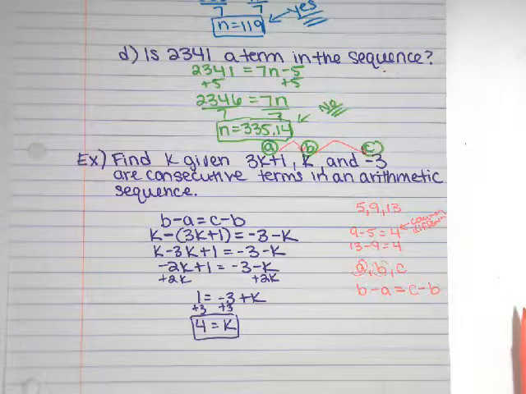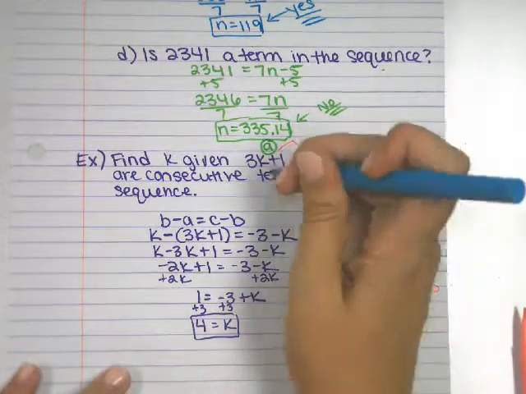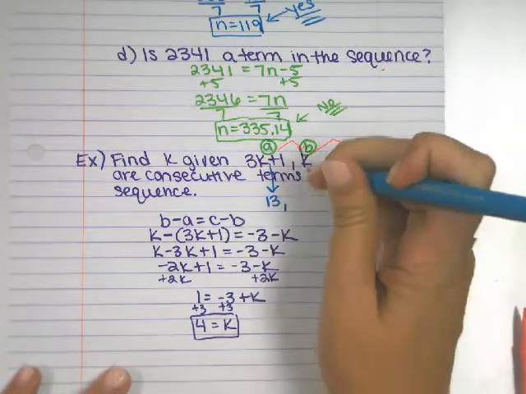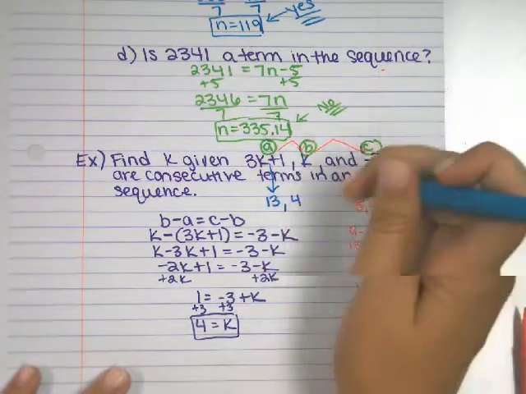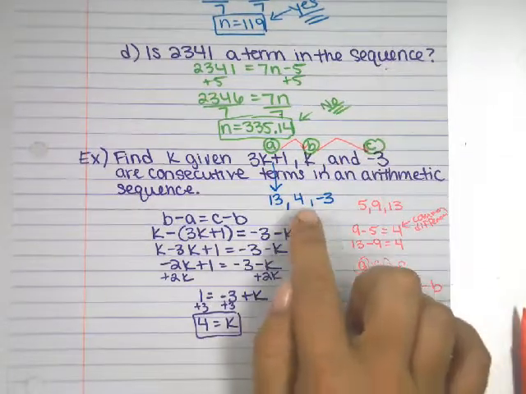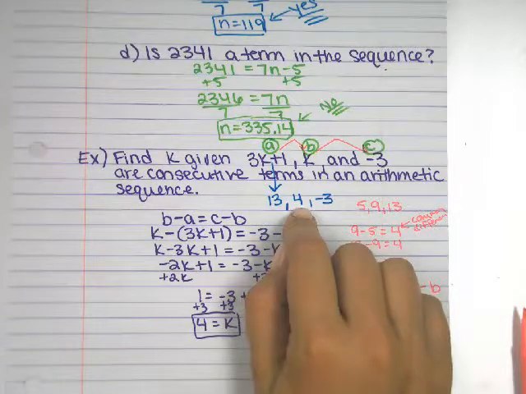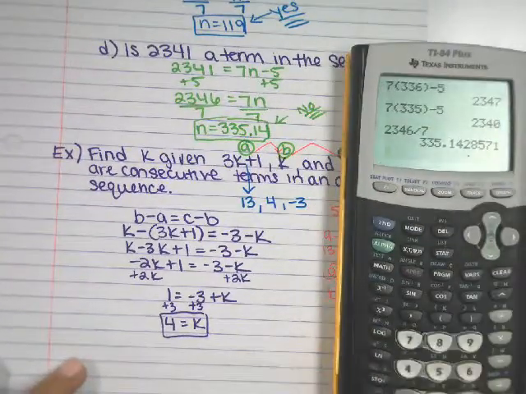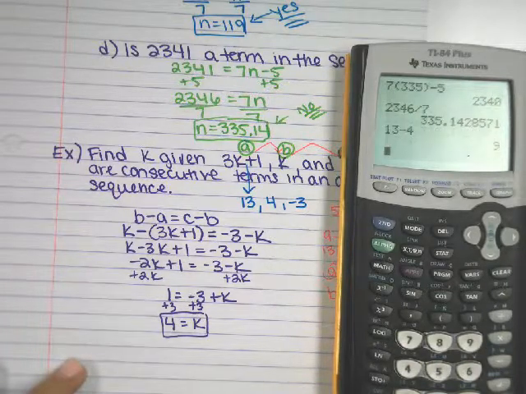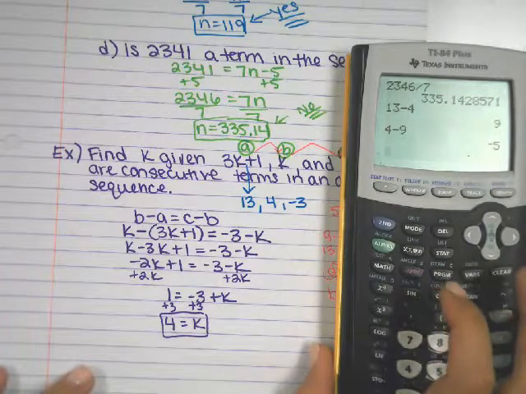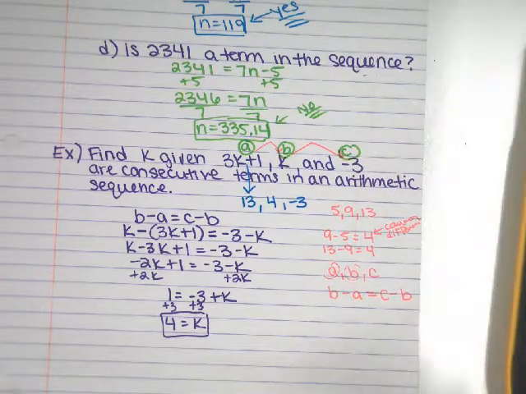So how could we double check to make sure that that's right? Well, if I plug in 4 here, 3 times 4 is 12, plus 1 is 13. 4 here, and then negative 3. So to get from 13 to 4, you take away 9. No, hold on. Yep, take away 9. What did I mess up?